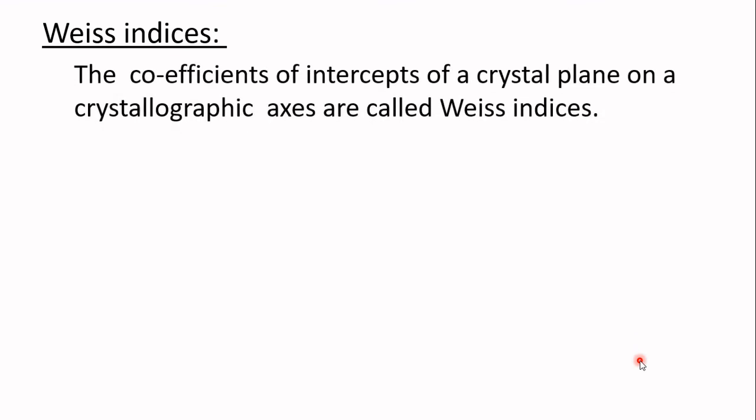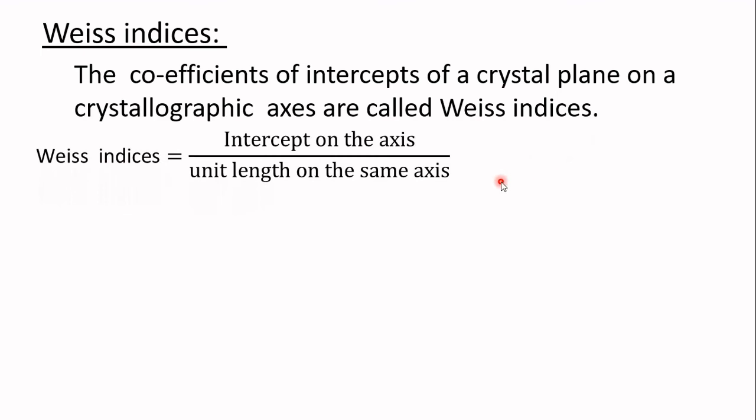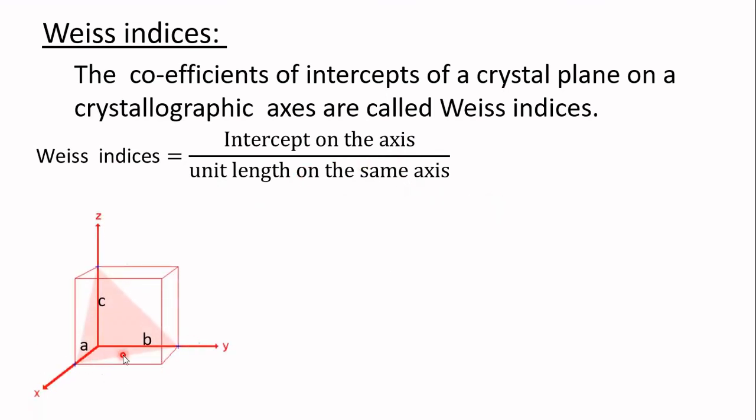Now let us discuss the Weiss indices in detail. The coefficients of intercepts of a crystal plane on a crystallographic axis are called Weiss indices. So they can be calculated by using this relation. Weiss indices is equal to intercept on the axis divided by unit length on the same axis. So this can be better understood by considering an example.